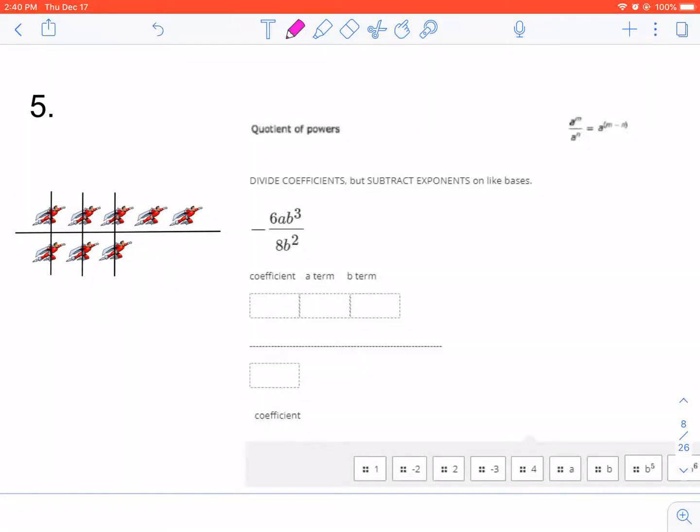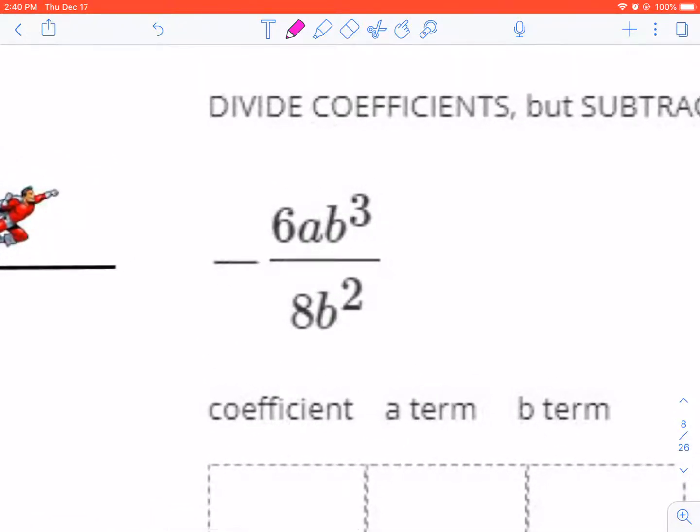Question number 5 on Schoology is the quotient of powers. And again, quotient just means divide, which means we're dividing and we have exponents involved. So the first step is that we're going to divide our coefficients. That's our numbers out in front, just like normal. We're going to simplify. So I'm going to put that in a box.